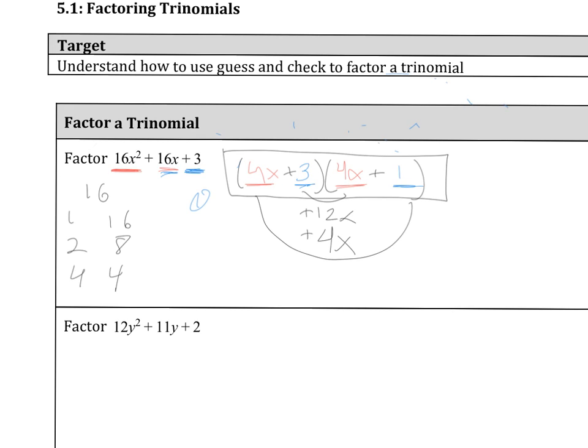So you just keep trying. This is always difficult at first. So the most important thing is you're patient with yourself. If you understand the idea of the red multiply to make the red, the blue multiply to make the blue, inner and outer make the middle, it'll get to you eventually. You'll get it eventually. Just keep trying it. I'll try the next example too.